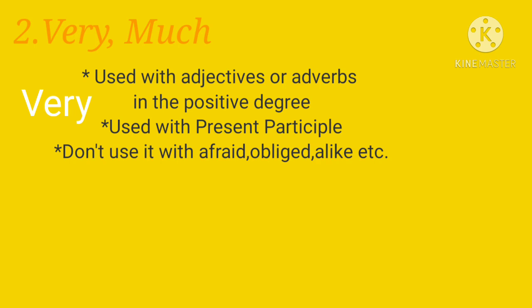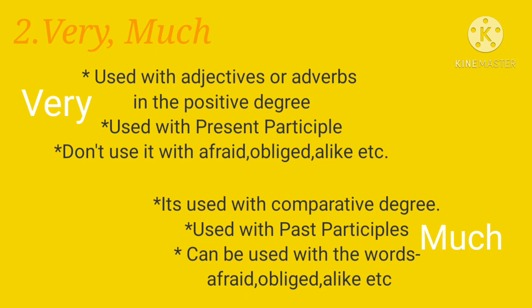Second, very and much. Very is used with adjectives or adverbs in the positive degree. Secondly, it is used with present participles. And thirdly, we don't use it with the words like afraid, obliged, alike, etc. Much is used with comparative degrees. It is used with past participles and it can be used with the words like afraid, obliged, alike, etc.